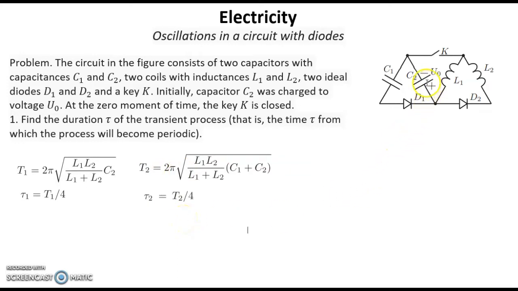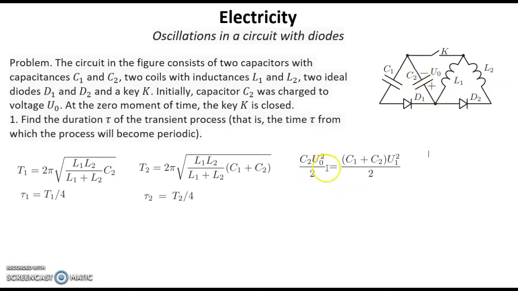Now when we have full charge on this capacitor, we have zero current here and full charge for these two parallel capacitors. So we can find what is the total voltage on this capacitor using energy conservation.